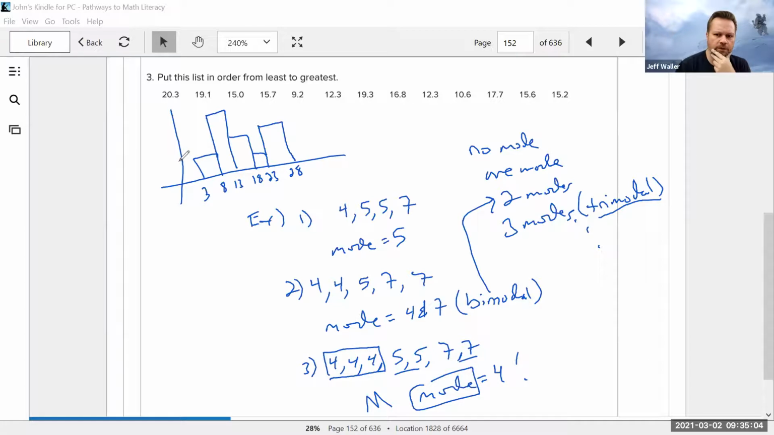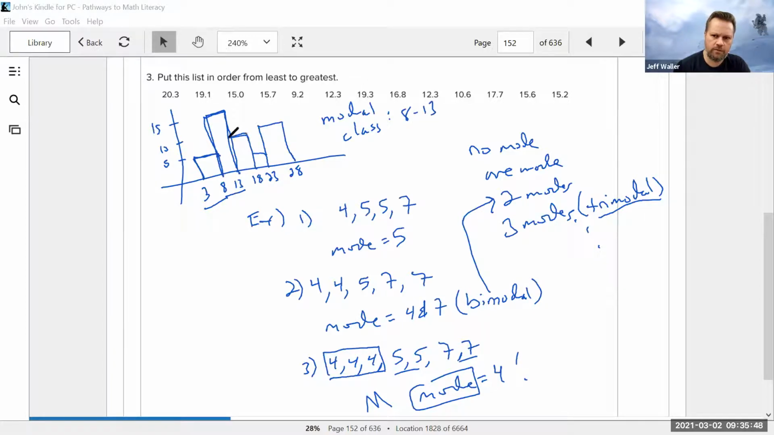Can somebody just tell me which class is the modal class? What's your gut instinct tell you? All right, now wait a minute. What's this class right here? 3 to 8. This class? 8 to 13. Which class has the most stuff in it? 8 to 13.